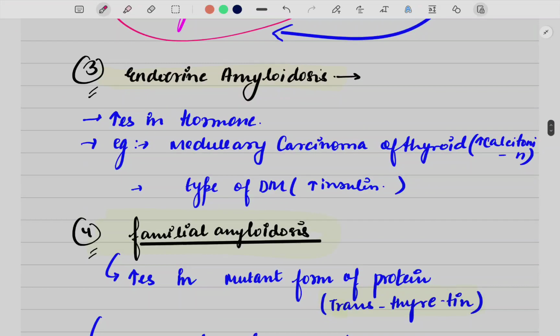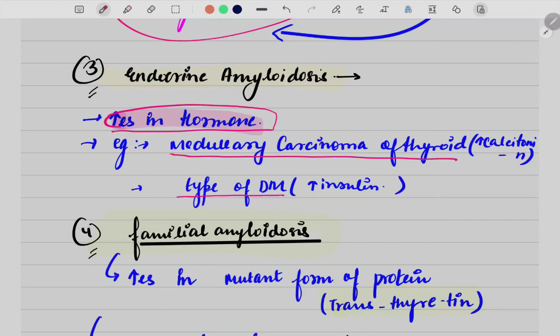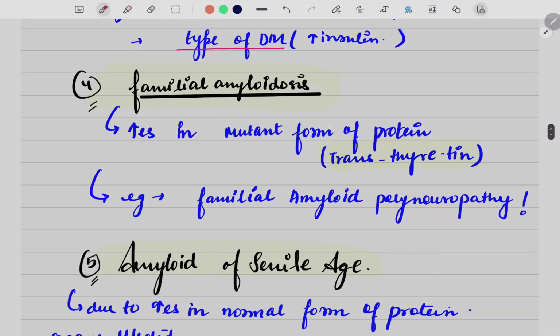Next we have the endocrine amyloidosis. This is basically increase in the hormone. So whenever there is increased hormone levels, it leads to your endocrine amyloidosis. Example could be medullary carcinoma of the thyroid gland, or it could be a type of diabetes mellitus where the insulin requirement increases. Okay. Next, coming to the familial amyloidosis.